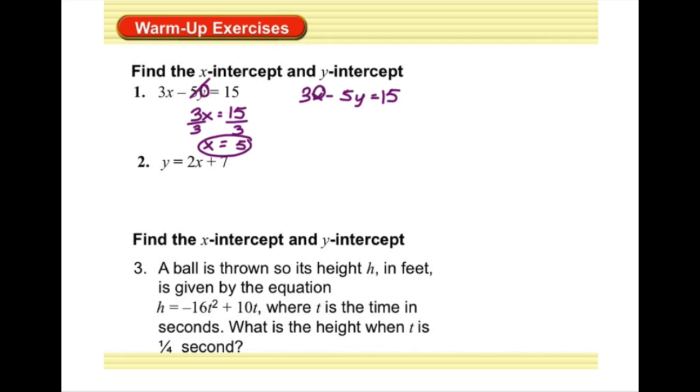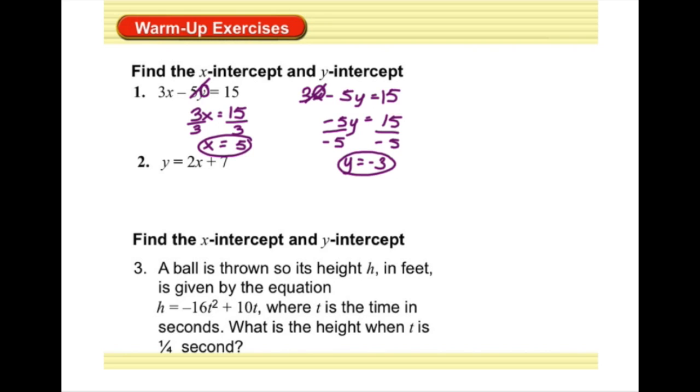3 times 0 is 0. So I just have negative 5y equals 15. Negative 5 times y, so I'm going to divide by negative 5. Divide by negative 5. y equals negative 3. And so my y-intercept is negative 3.